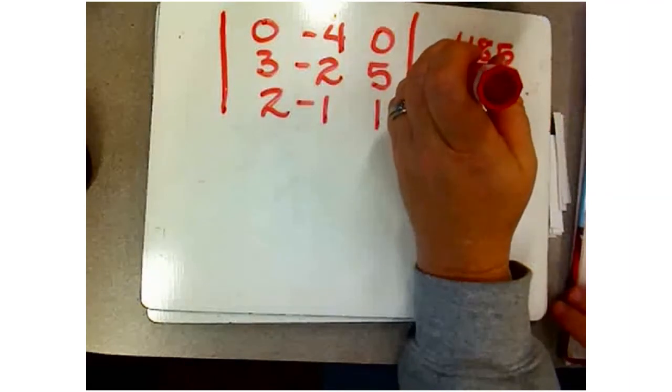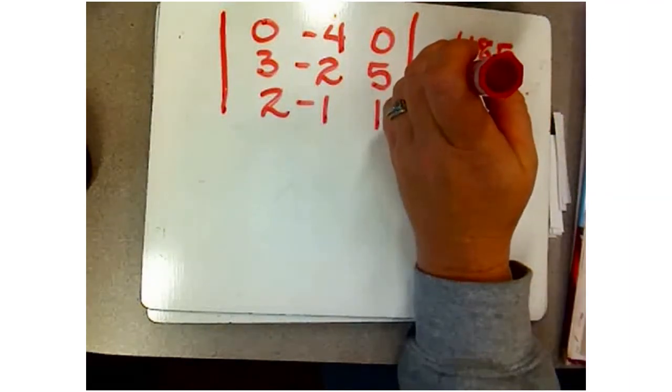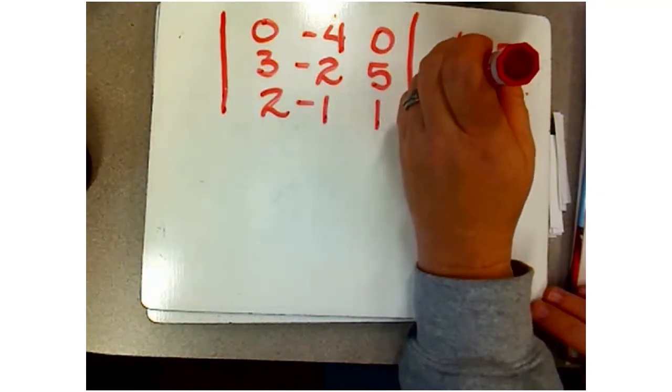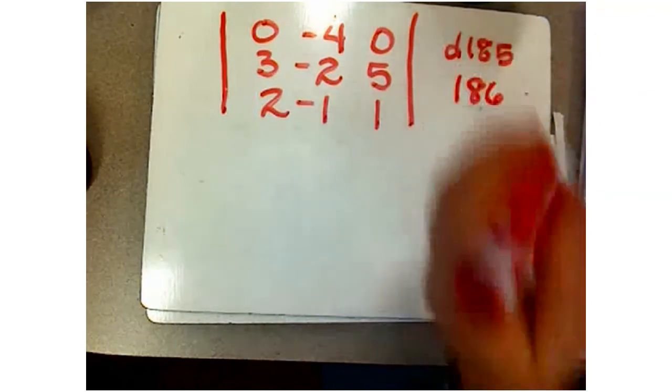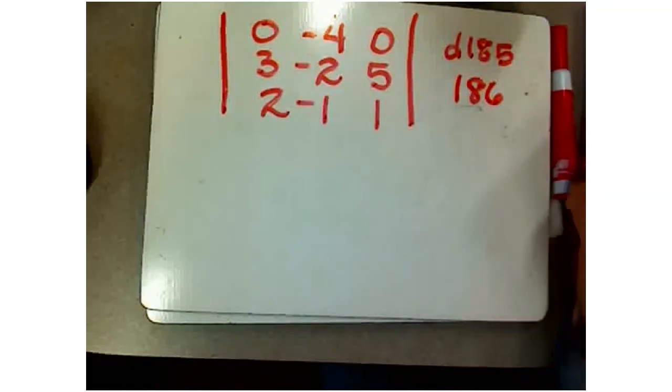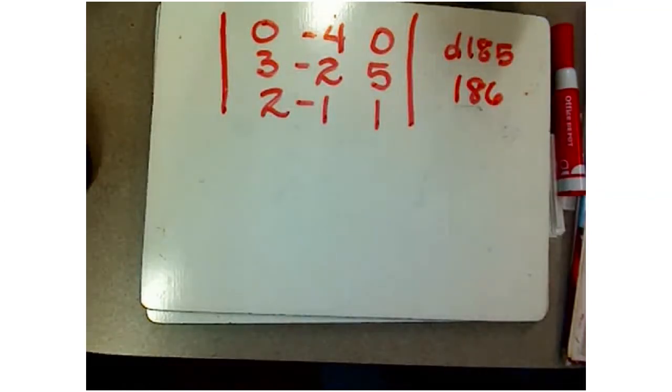Chill out, Tanner. We have to carefully do this. We don't have to. You can keep moving forward if you'd like, but please don't blurt out the answers. Okay, so we have 0, negative 4, 0, 3, negative 2, 5, and 2, negative 1, 1. We want to find the determinant of your 3 by 3. Use your stick and cover up your first row and your first column.